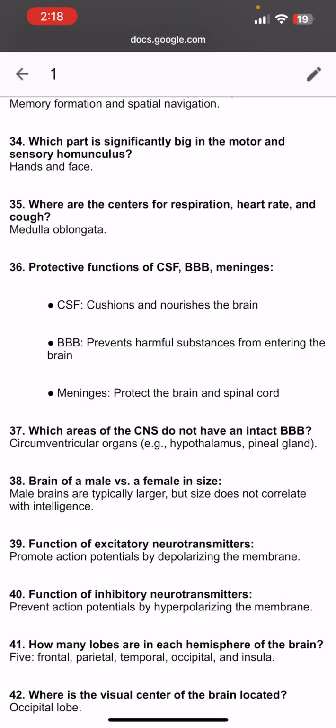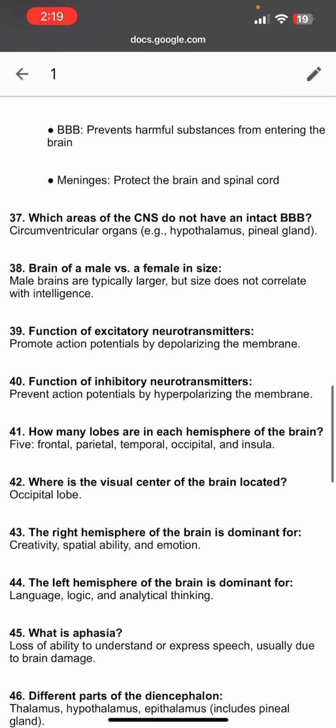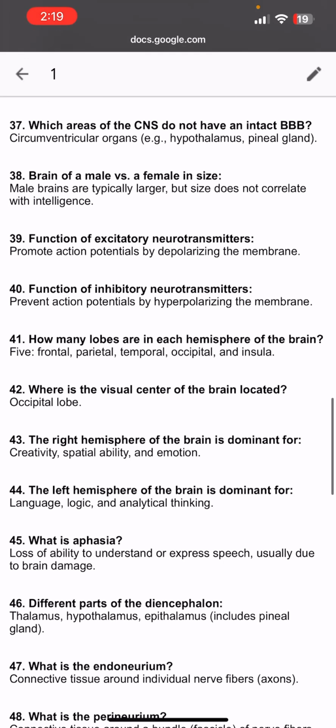Protective functions of CSF, BBB, meninges. CSF cushions and nourishes the brain. The BBB prevents harmful substances from entering the brain. The meninges protect the brain and spinal cord. Which areas of the CNS do not have an intact BBB? Circumventricular organs, hypothalamus, pineal gland.